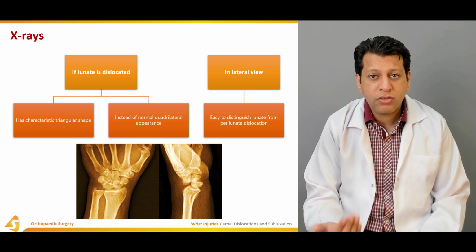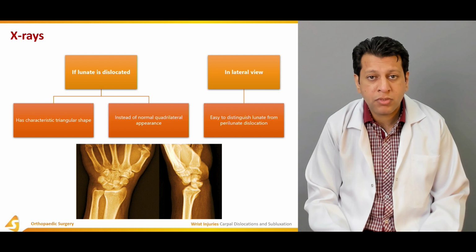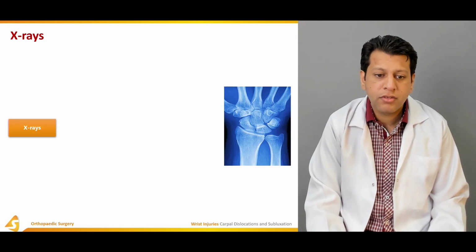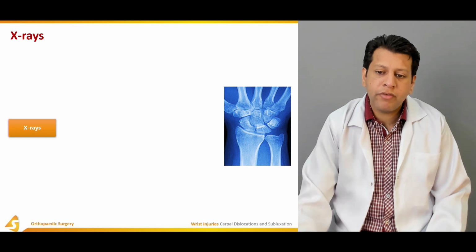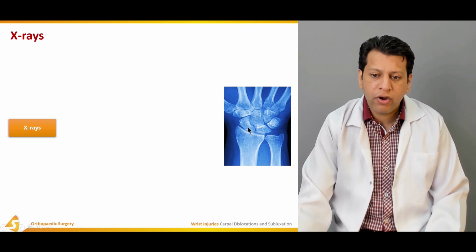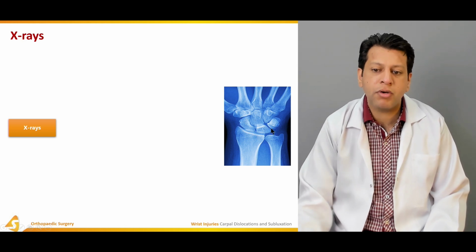But in the lunate dislocation, the other carpal bones are in the same place, but the lunate actually pops out of the radiolunate fossa. On X-ray, now again, if you see on this X-ray, this looks normal. At least there is a quadrilateral type of lunate, and the scaphoid looks normal, but there may be associated subtle fractures which we are not sure about.